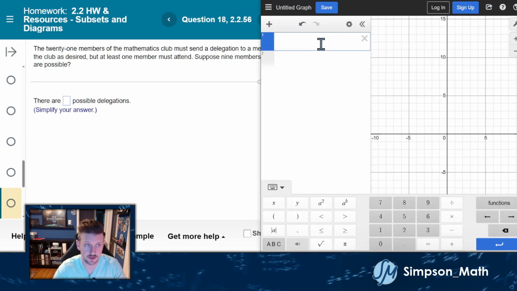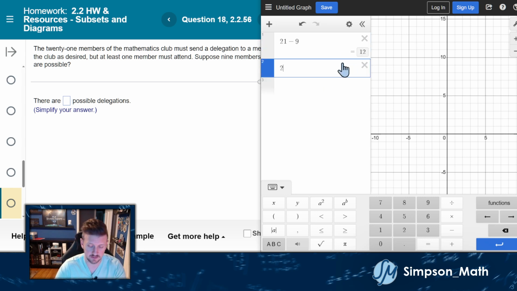So if I did 21 minus the 9 who don't want to go, that's 12. So I only have 12 possible people who are ready and willing to go. So how many subsets could be made of those 12? Well, that's 2 to the 12th, or 4,096. But we can't not send anybody. So I'm going to get rid of that one possibility where nobody goes. So that's how I'm going to end up with 4,095.